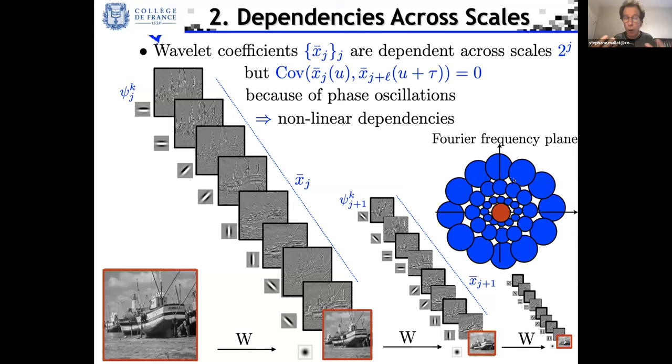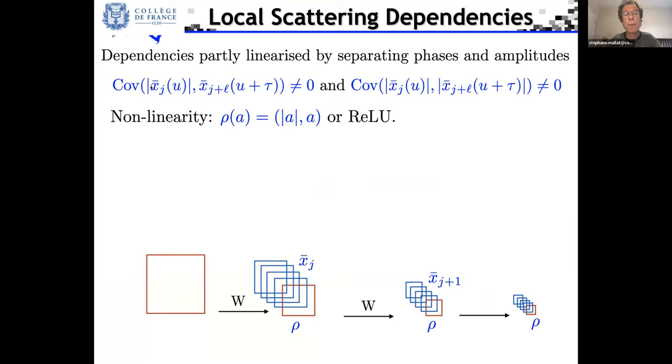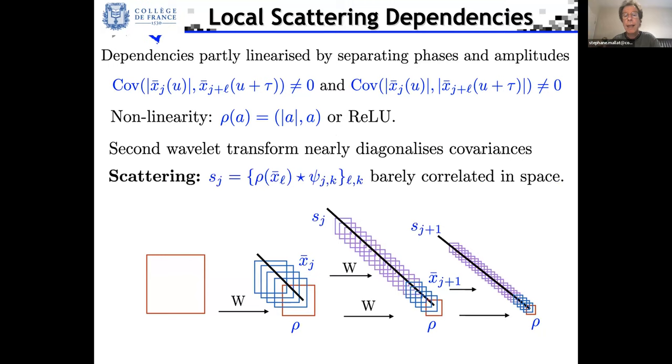Okay, how can you capture this nonlinear dependency? What you can do is kill the phase. How can you kill the phase, the oscillation of the sines? With a rectifier or with a modulus. That will do essentially the same job. I'll take here the modulus for mathematical simplicity. So then what you'd like to do is to compute not the covariance of the coefficients themselves, but the covariance after going through the modulus nonlinearity or the ReLU. This is equivalent to having a ReLU, and also I'm going to keep the coefficients themselves, so I'm going to do a skip connection.